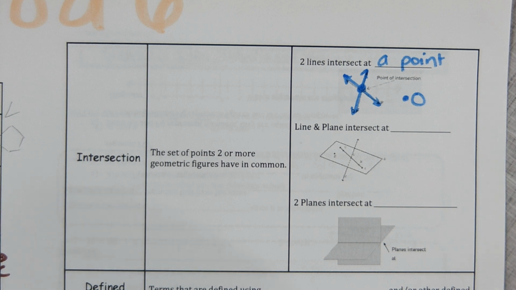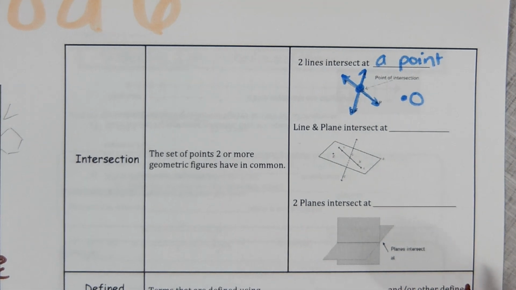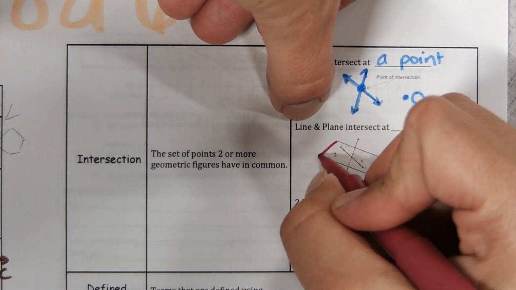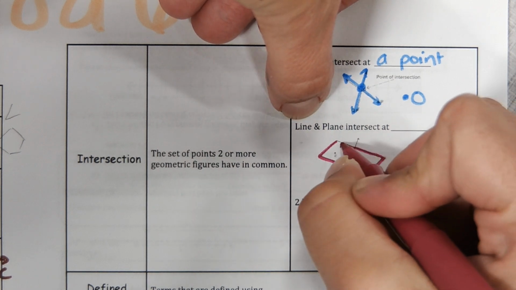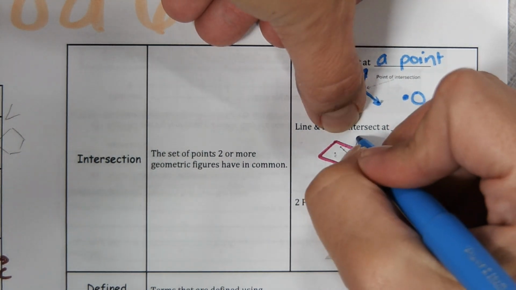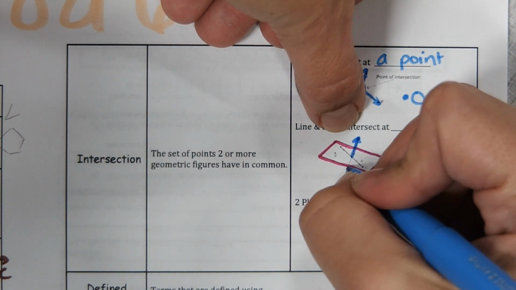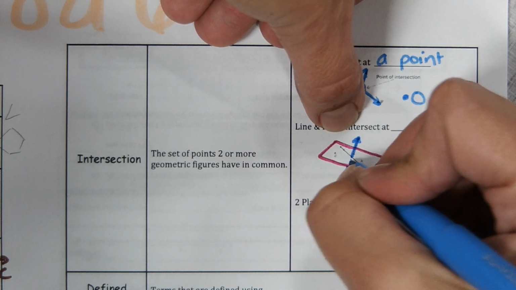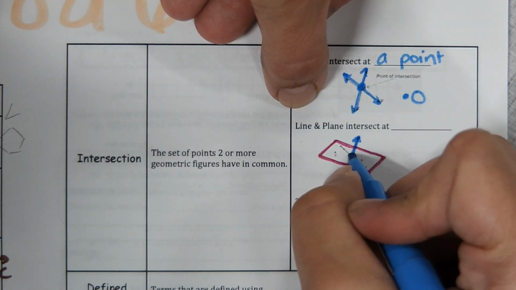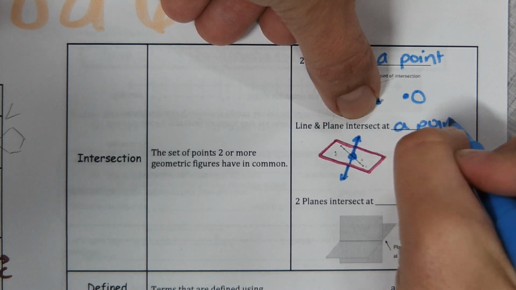And then the next scenario, which you may not have seen before, is when a line intersects with a plane. So we have a plane here, flat surface, and then there is a line intersecting with that plane right here. And it goes through the plane and down out the other side, like that. A line and a plane intersect at a point as well.